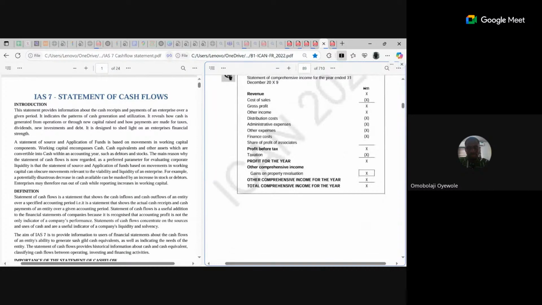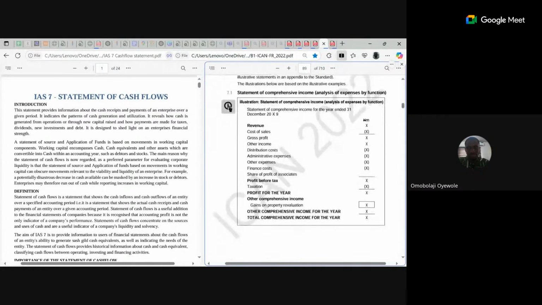Now, if we look at this, we see that this is our profit before tax. This profit before tax is the profit as a result of the operation of the business for that period. Now, why are we starting back from profit before tax? Remember that this is your profit before tax.